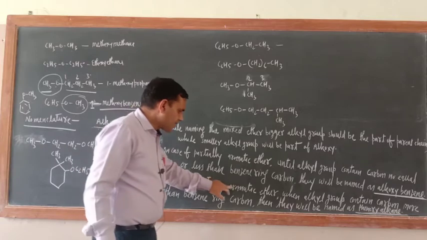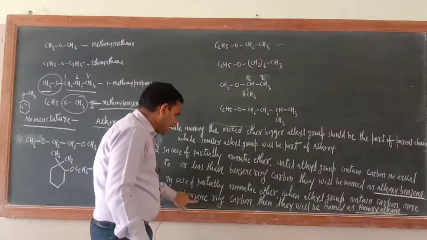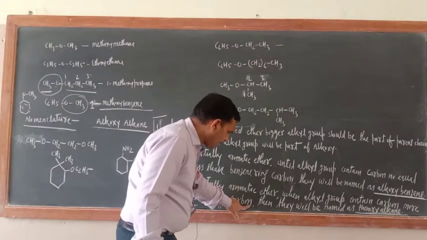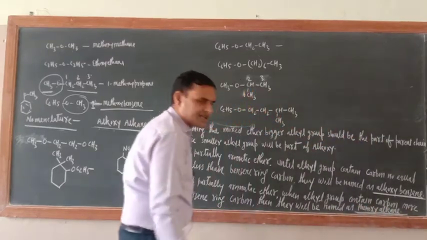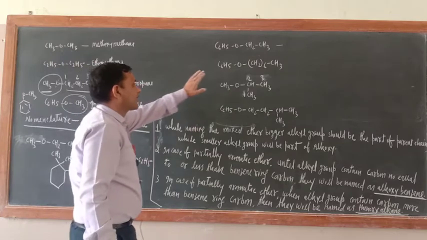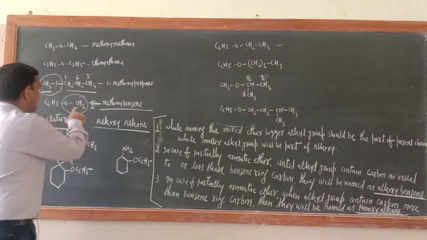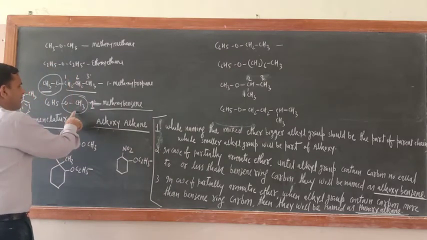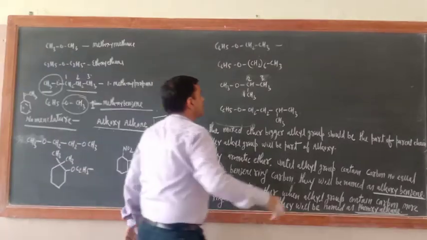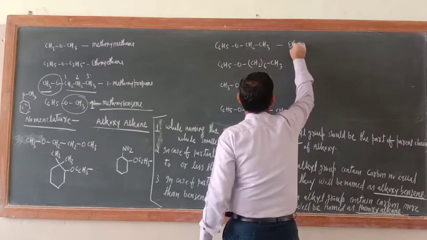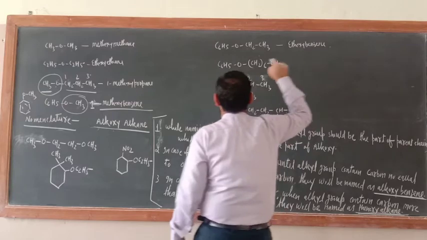In case of partially aromatic ether, when the alkyl group contains carbon more than the benzene ring carbon, then they would be named as phenoxyalkane. Just see here, in this case, one by one. First you concentrate on the second one. Here still the alkyl group contains only one carbon atom, so they will be alkoxybenzene. Here also, what would be the name of this one? Ethoxybenzene.